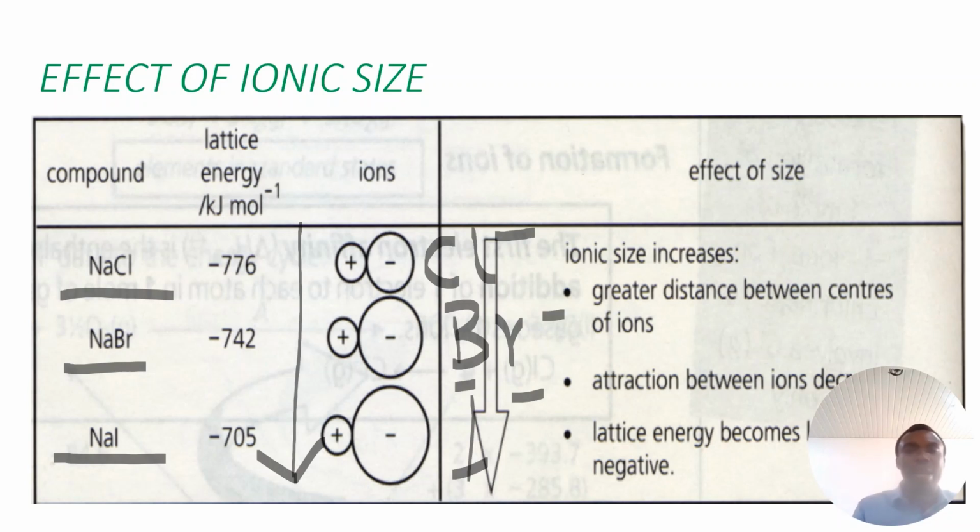less exothermic, and vice versa. So you can see that sodium chloride is more stable than sodium bromide. Sodium bromide is more stable than sodium iodide. So the ionic bond gets weaker as you go down the group, and it is as a result of increasing ionic size or ionic radius. So that is its effect on lattice energy.